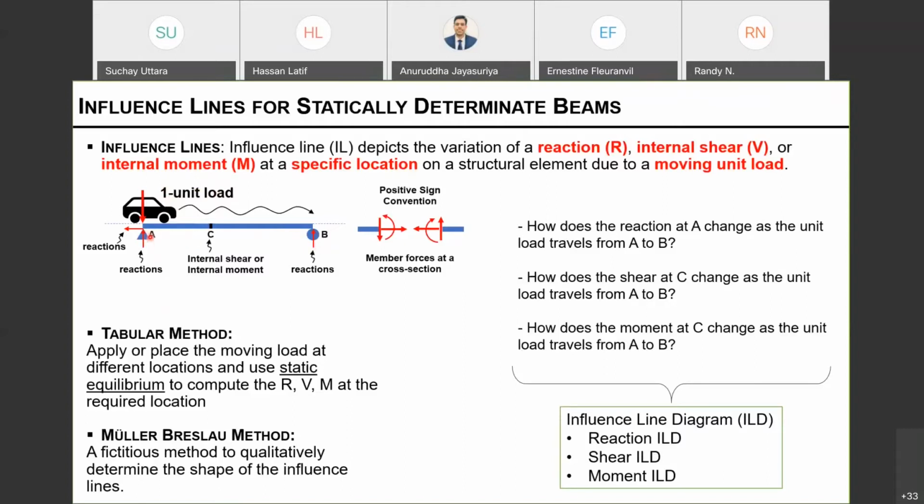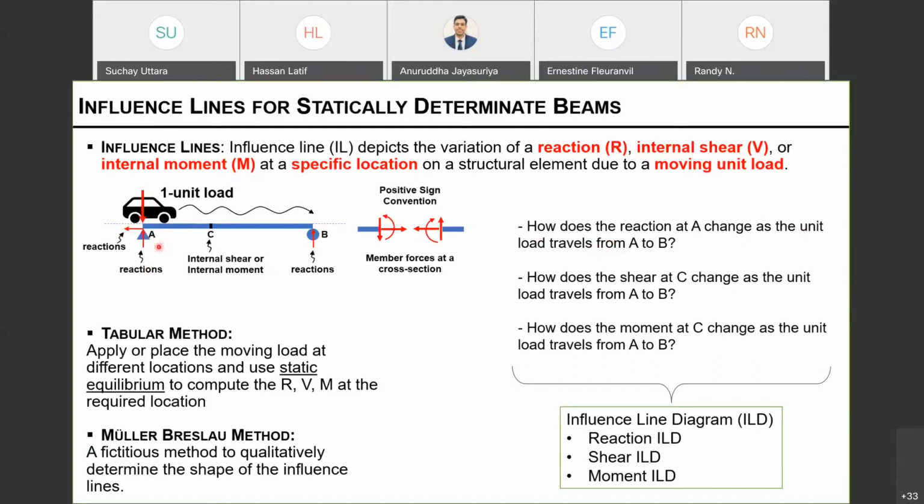So of course, at A, we have reactions, vertical reaction and horizontal reaction. At B, there is a vertical reaction because of the roller support. Now, if I move this 1 unit load, let's say 1 kip or 1 unit, from A to B, how does the reaction at A change as the unit load travels from A to B?